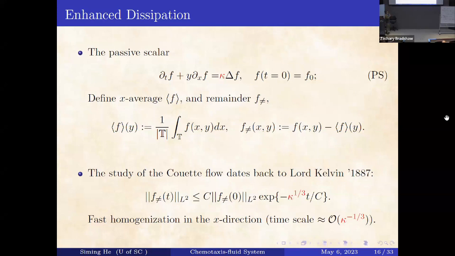In this business, we care about this power here. Basically, all the constants are not that important; we only care about the power. If that power is less than 1, we say that there's an enhanced dissipation.